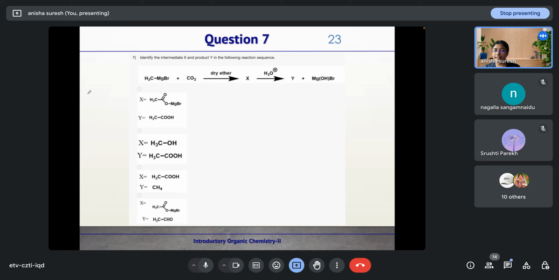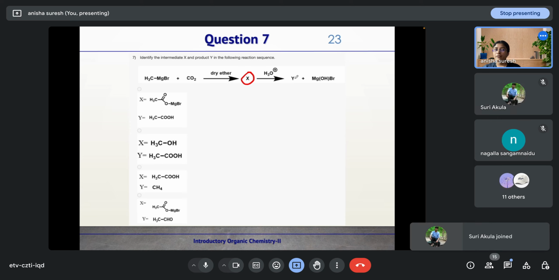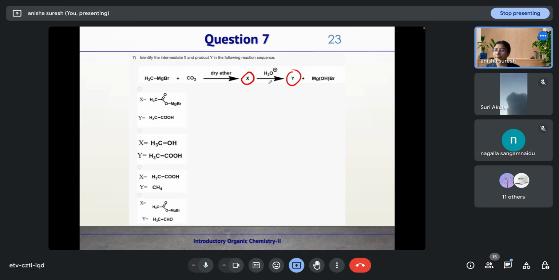So we have a Grignard reagent and it is reacting with carbon dioxide in the presence of dry ether. So we will get a compound X, and that upon hydrolysis we will get Y plus MgOHBr. So what is X and what is Y? A is the right answer.